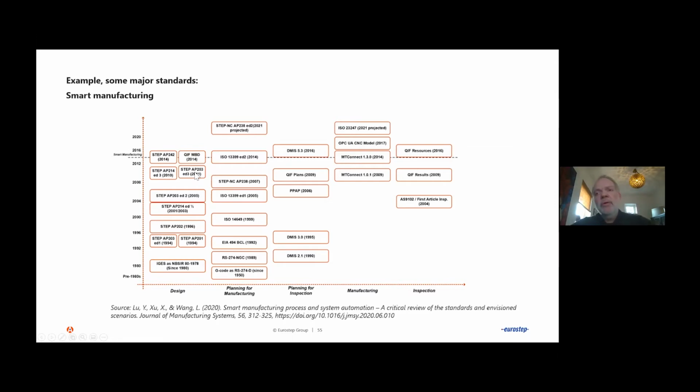And just a word on AP214 and AP203. These have been considered quite important standards and quite big standards. If you look at the content of AP214 and AP203, they are really large in terms of the information that they cover.